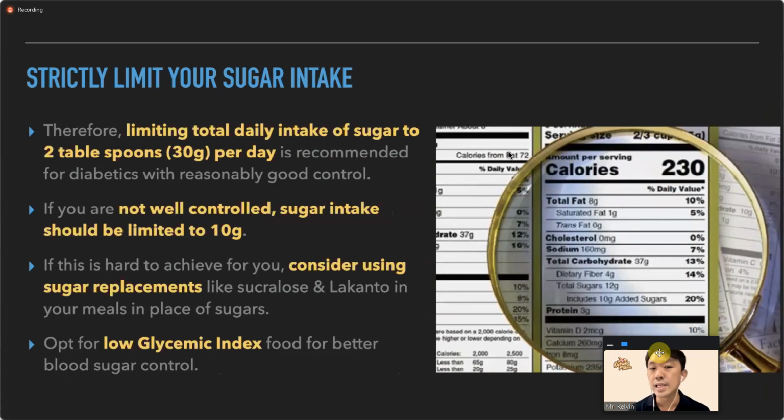Therefore, limiting total daily intake of sugar to 2 tablespoons per day is recommended for diabetics with reasonably good control. Do take note that this 30-gram allowance includes sugar hidden in food products. If you are not well controlled though, sugar intake should be limited to 10 grams per day. If you find this hard to achieve, consider using sugar replacements like sucralose and lakanto in your meals in place of sugars. Opt for lower glycemic index food for better sugar control.